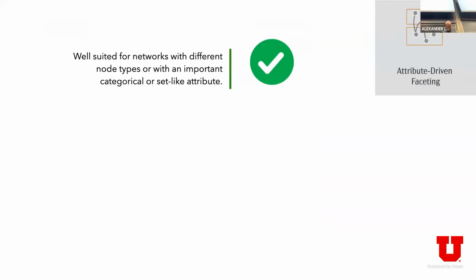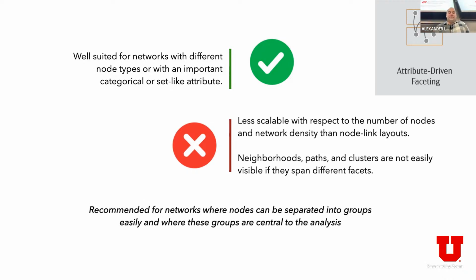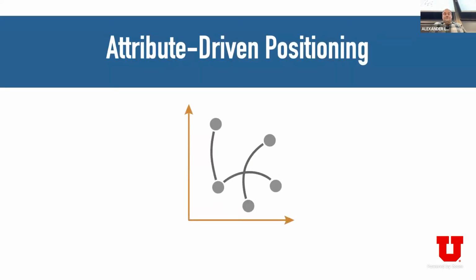So generally, this attribute-driven faceting is well suited for networks with different node types or with an important category or set-like attribute. But it's not super scalable with respect to the number of nodes and network density compared to node-link layouts. And neighborhoods, paths, and clusters are not easily visible if they span different facets, right? So we do recommend this for networks where nodes can be separated into groups easily, and where these groups are really central to the analysis.